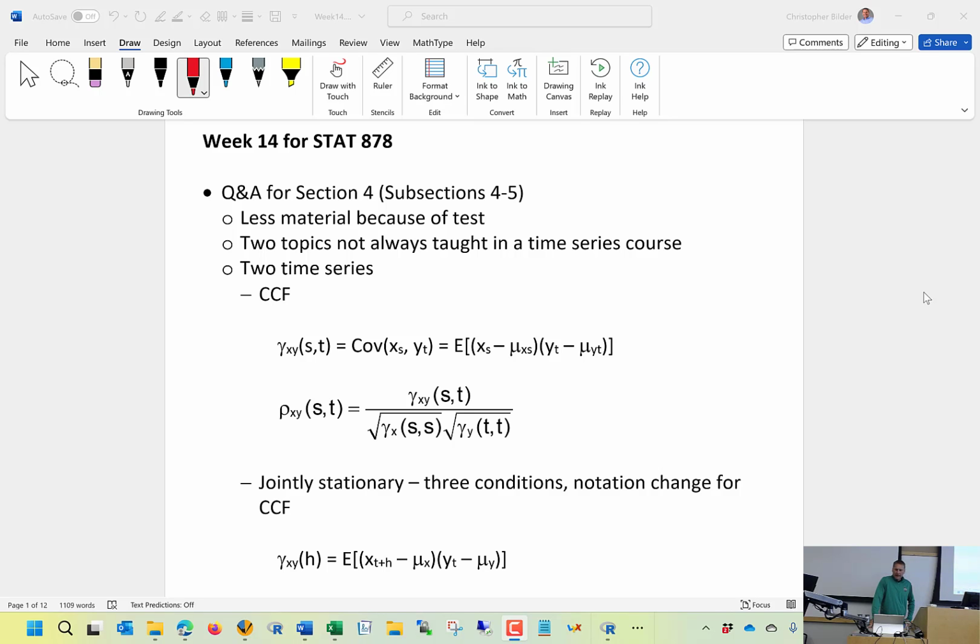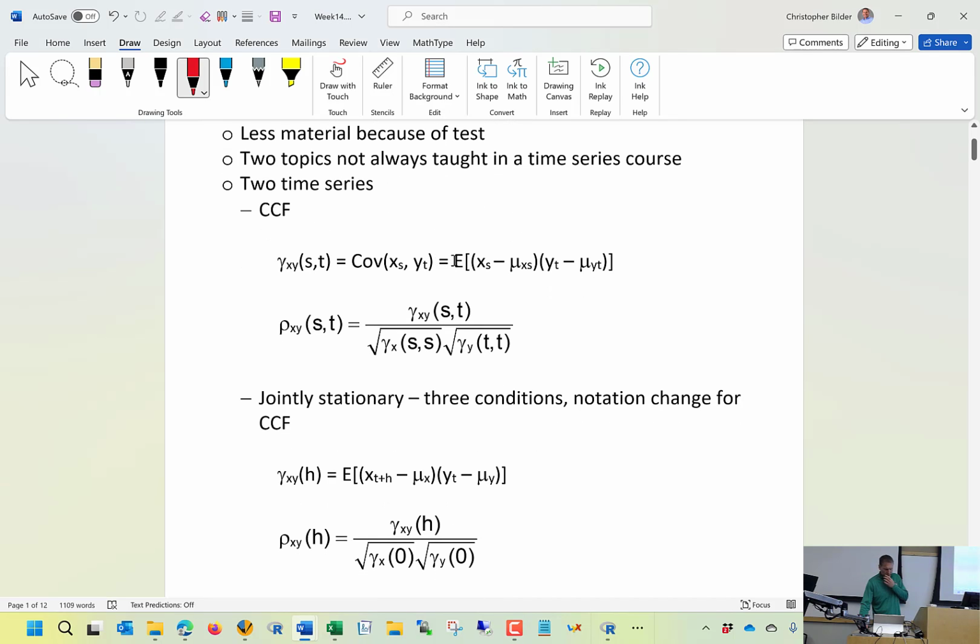Let's begin class. So today you need to examine subsections 4 and 5 of section 4. This is less material than normal because we just got done with that test. Now these two topics are not necessarily ones that are always taught in every time series analysis course, but I think they're good ones, especially the second one.